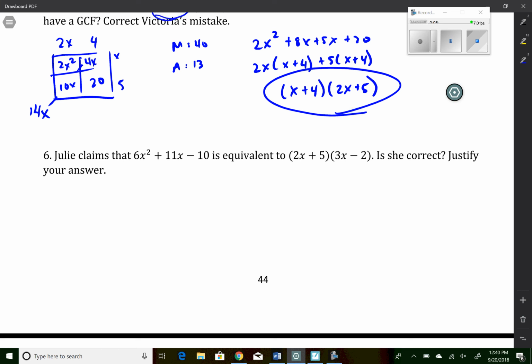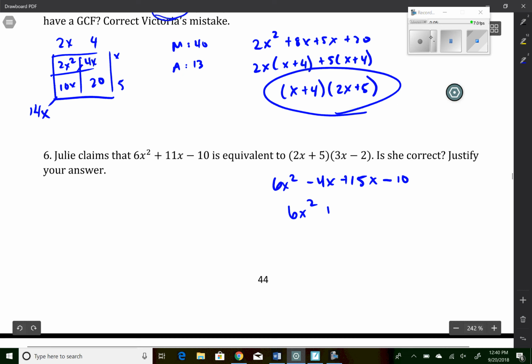Next says, Julie claims that this polynomial is equivalent to these two factors. Is she correct? You can just multiply it out. So we're going to get 6x squared minus 4x plus 15x minus 10. Combine your like terms, and she is correct. All right, we just distributed there, or you can use your boxes, however you want to do it, your choice.